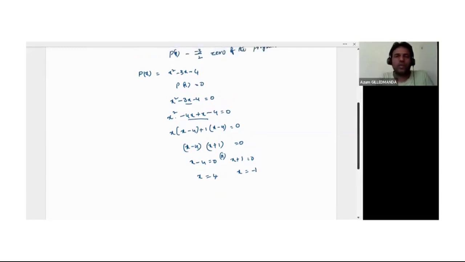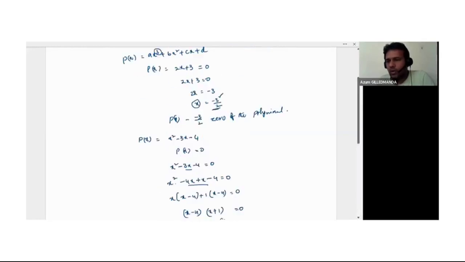You got it, right? So for the linear polynomial, when we equate it to 0, we got 1, 1, 0. For the quadratic polynomial, when I equate it to 0, I am getting two values, two zeros: 4 and minus 1. So for this polynomial p of x, as it is a quadratic polynomial, there will be two zeros. The zeros are 4 and minus 1.